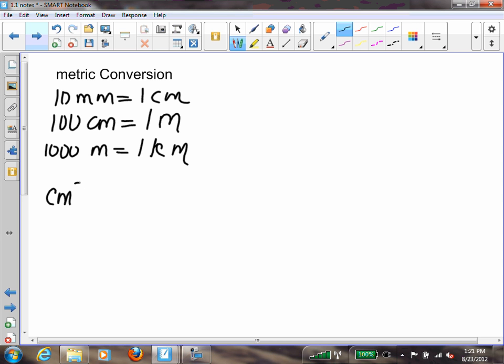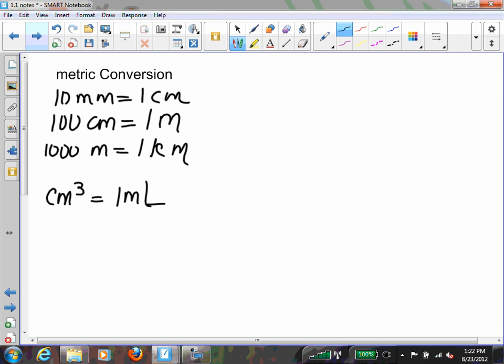You know what a cubic centimeter is? What's a cubic centimeter? So cubic is three-dimensional. Three-dimensional deals with volume. So we can say we've got a cubic centimeter. We can also say that's the same thing as 1 milliliter. So if I'm going to say milliliters, or I can say I have so many cubic centimeters, depending on what I'm given in the problem. Okay?